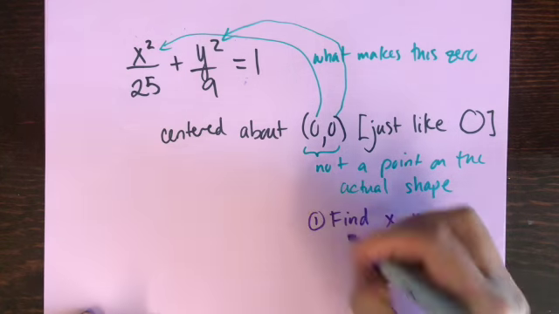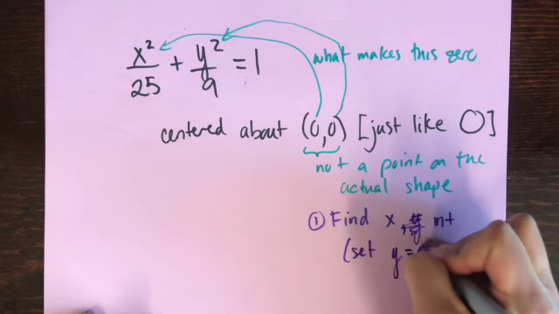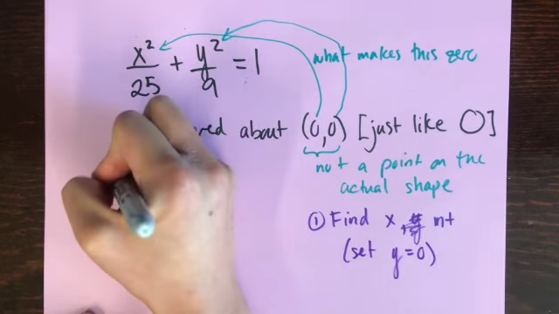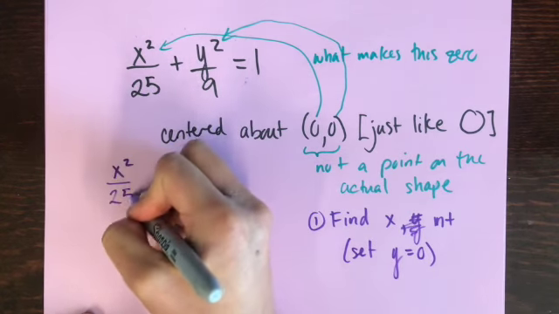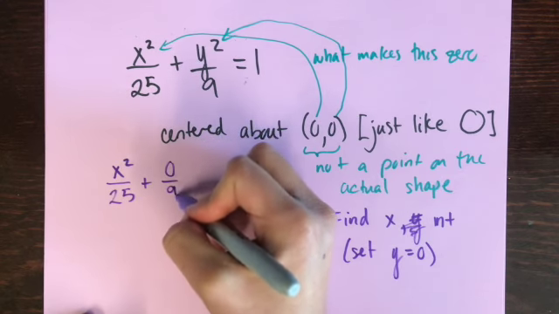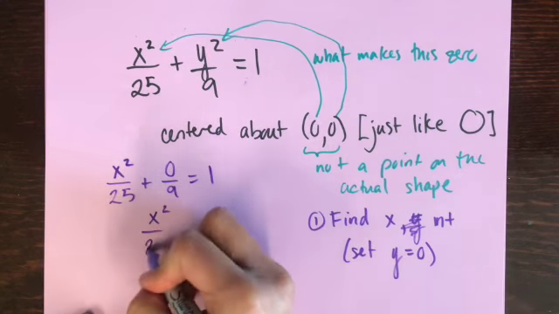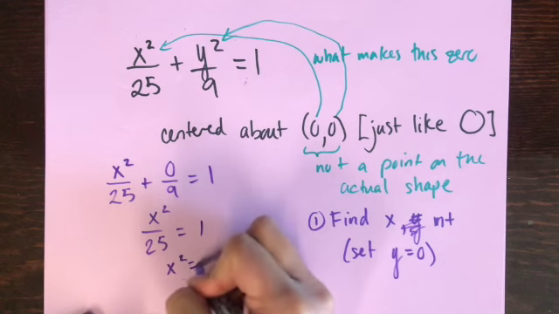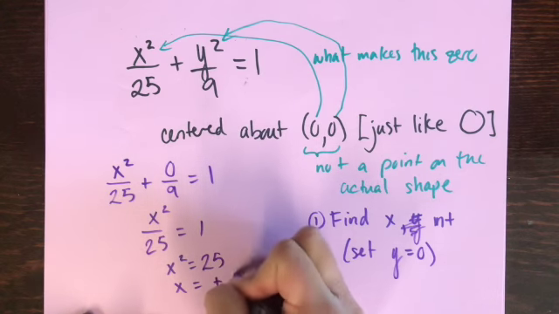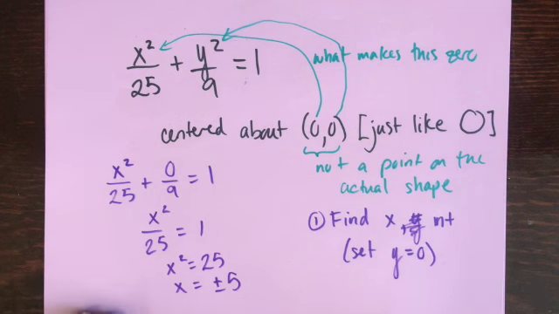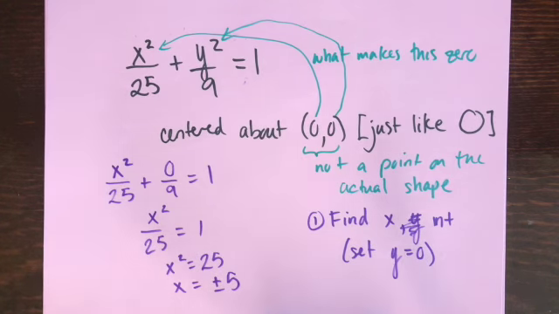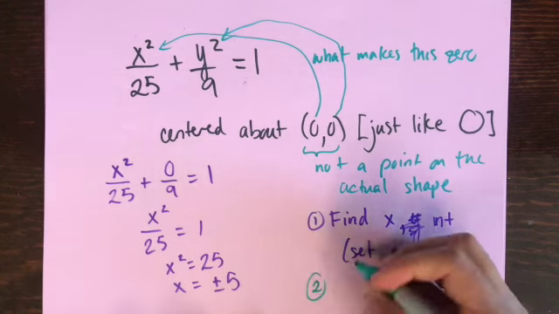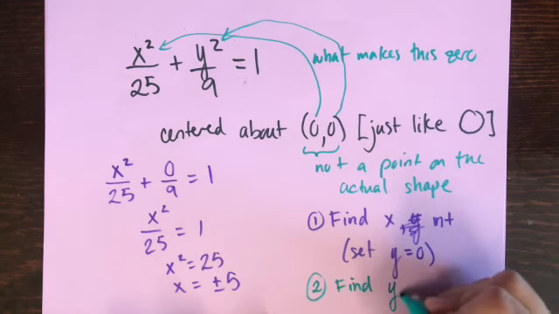So I'm just going to start with the x intercepts. And let's go ahead and set y equal to 0 in order to find that. So I would have x squared over 25 plus y squared over 9, which is going to be 0 over 9, is equal to 1. And then I have x squared over 25 equals 1. So x squared is 25. So x is plus or minus 5. So these are my x intercepts, right? Now you can think of this as being 5 away from the center in the x direction.